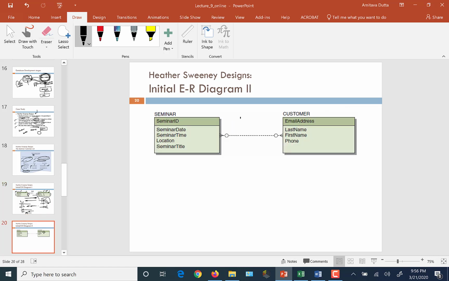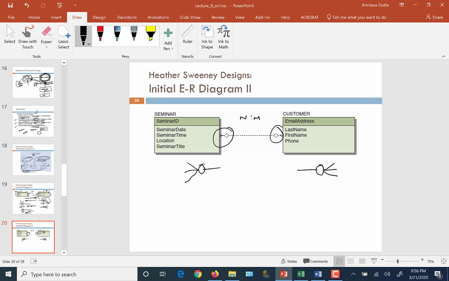Now, do you see that this is a many-to-many relationship? Okay, so look at the cardinalities here. Again, the minimum cardinality is 0, the maximum cardinality is many. Similarly on this side, the minimum cardinality is 0 and the maximum cardinality is many. So in my opinion, this is a more accurate reflection of the business setting for which we are trying to design the database.